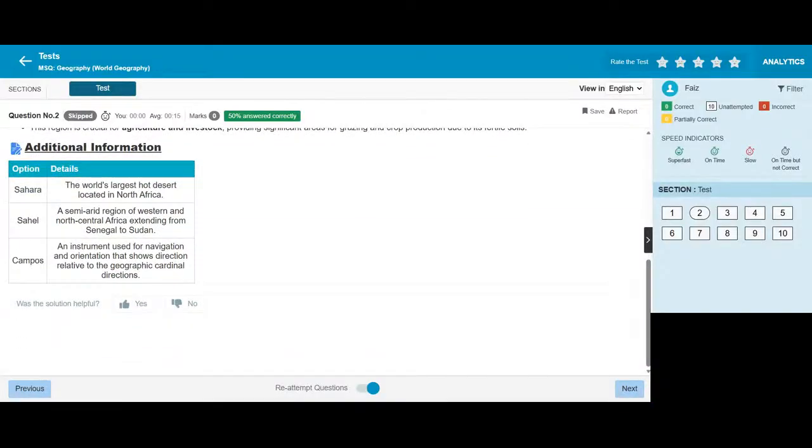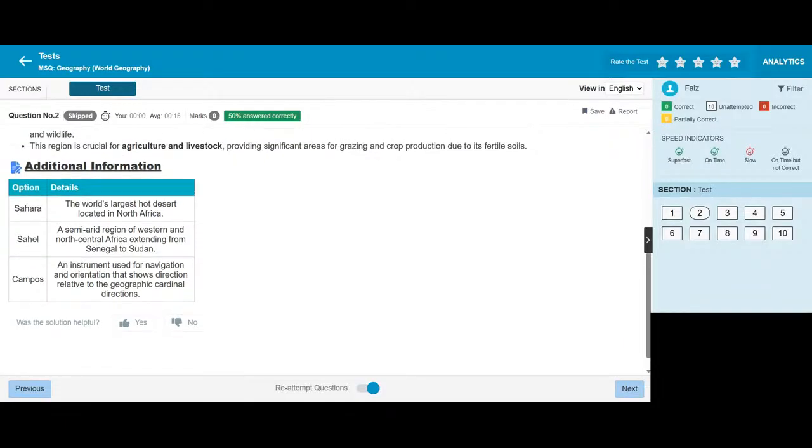Sahara, the world's largest hot desert, located in North Africa. Sahel, a semi-arid region of western North Central Africa extending from Senegal to Sudan. Compass, an instrument used for navigation and orientation that shows direction related to the geographical cardinal directions.